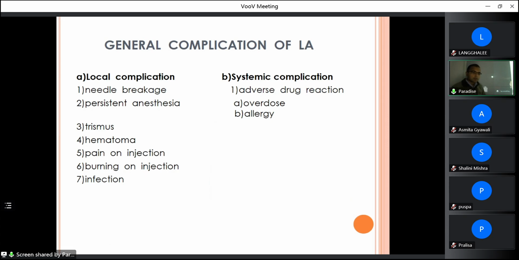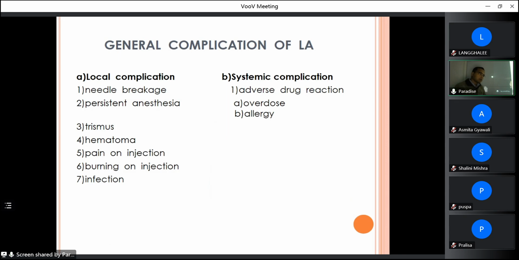Another complication can be hematoma. The most common complication of PSA is hematoma. Hematoma is usually associated with PSA nerve block, but it may be present even if you give the mental nerve block or infraorbital nerve block or IANB. So whenever there is hematoma, if it is small, then you don't have to worry, especially if it is visible through the skin.